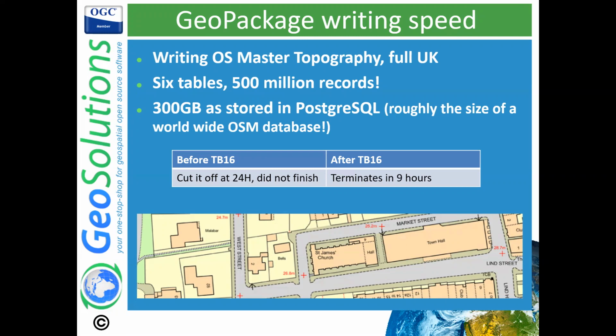Now, writing out OSMasterMap as a GeoPackage before testbed 16 was taking well over a day. I actually don't know how much, because I never let it finish. After 24 hours, I just typically stopped it and worked on some optimizations. Now, after testbed 16, we can write the same GeoPackage in around 9 hours, which is a significant improvement.